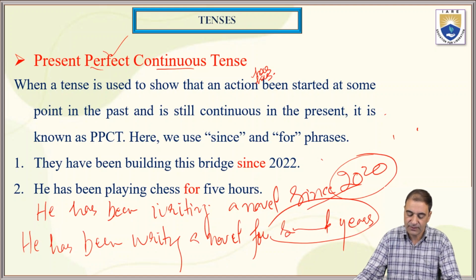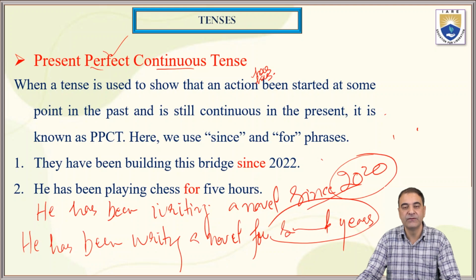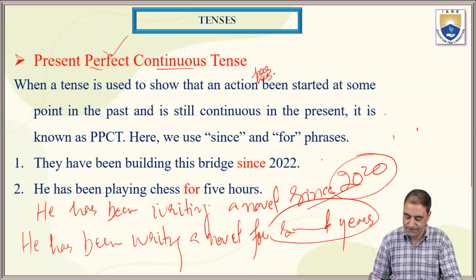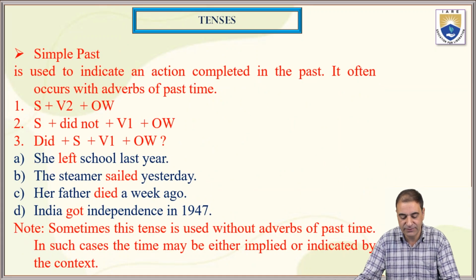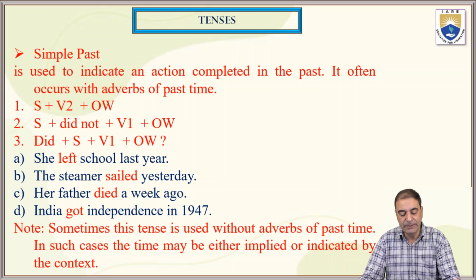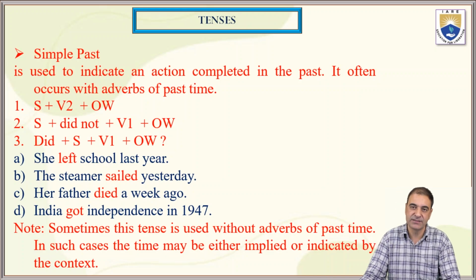And again, before we move to the next tense, I want to recapitulate this tense. This tense tells us that an action has started at some point in the past and is still continuing in the present. And the next one we have is simple past. Simple past is used to indicate an action completed in the past. It often occurs with adverbs of past time.